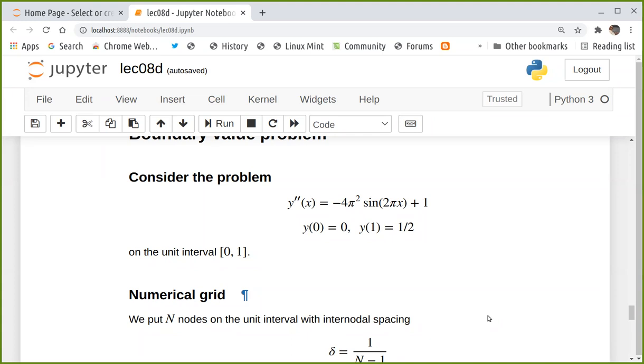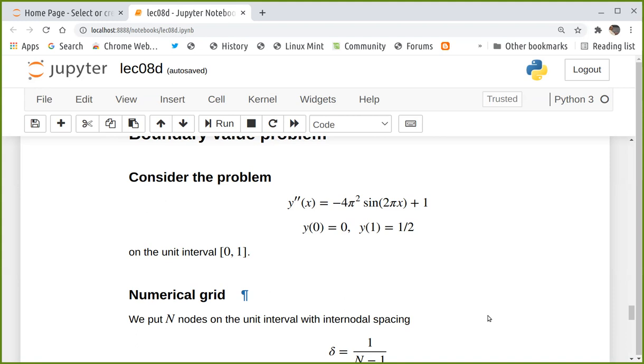Okay, let me ask an easier question. What is the derivative of sine 2 pi x? Two pi cos 2 pi x. Right. So what's the second derivative of sine 2 pi x? Minus 4 pi squared sine 2 pi x.